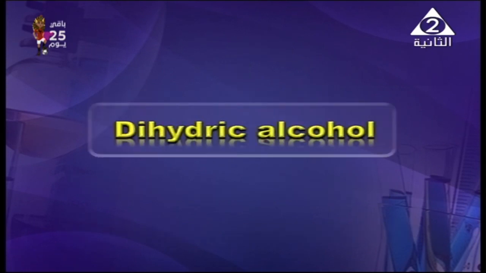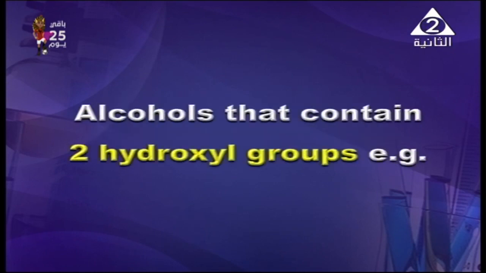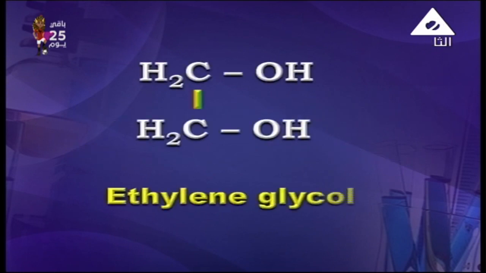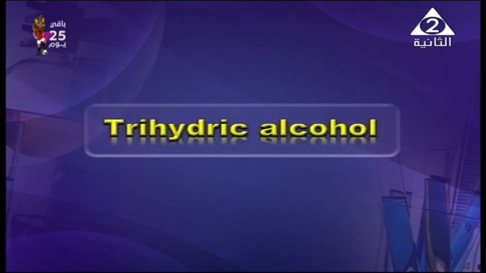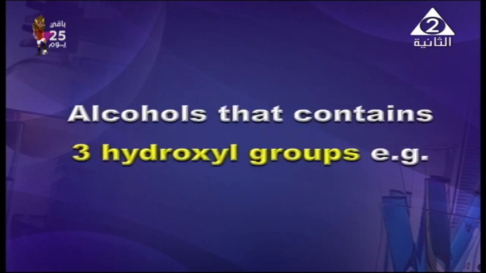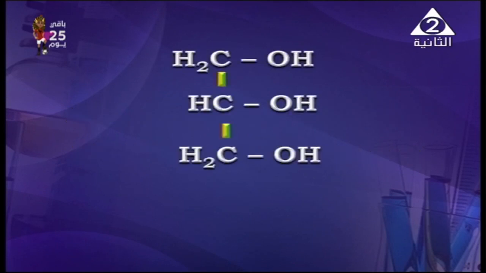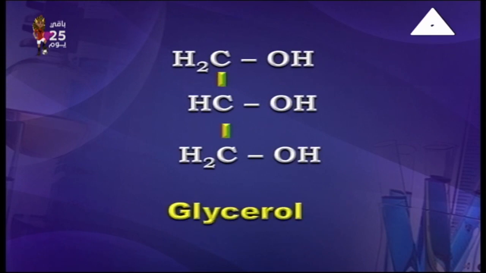Now we are going to discuss the dihydric alcohol. This alcohol contains 2 hydroxyl groups. For example, CH2OH, CH2OH, which we know as ethylene glycol. Trihydric alcohol: that alcohol contains 3 hydroxyl groups. As shown on the screen, CH2OH, CHOH, CH2OH, it will be glycerol.